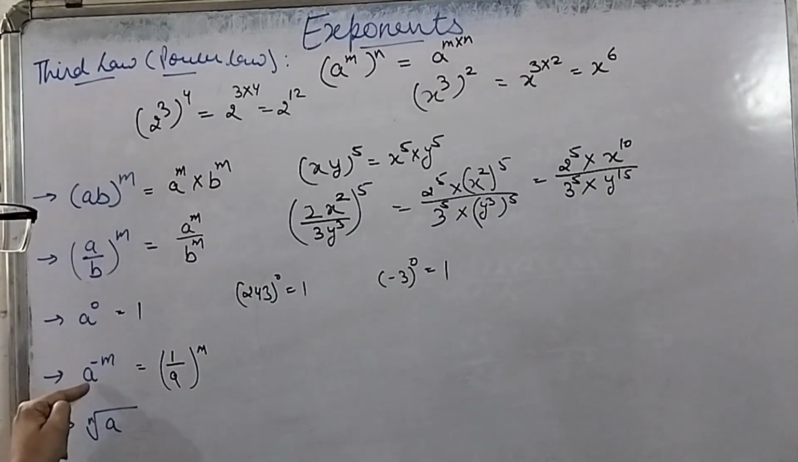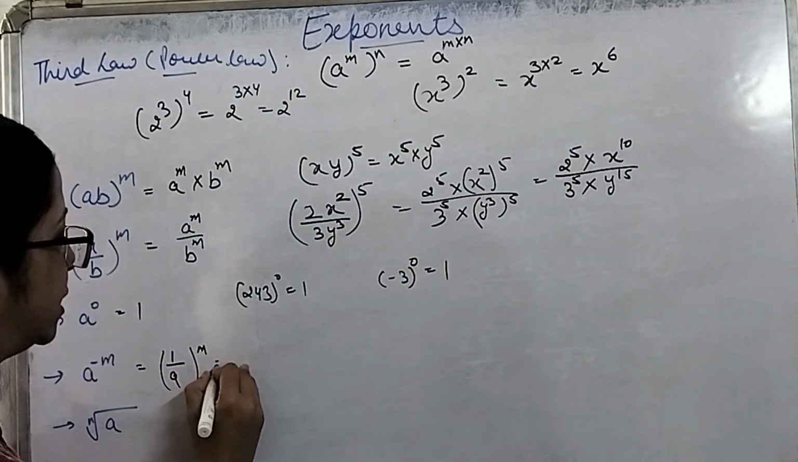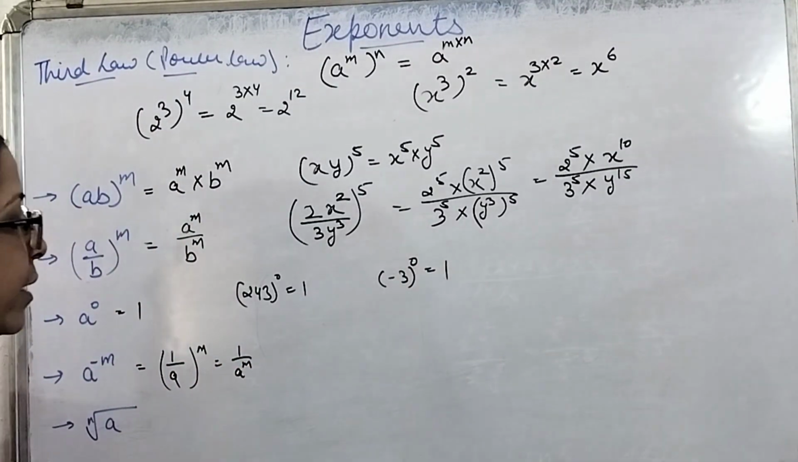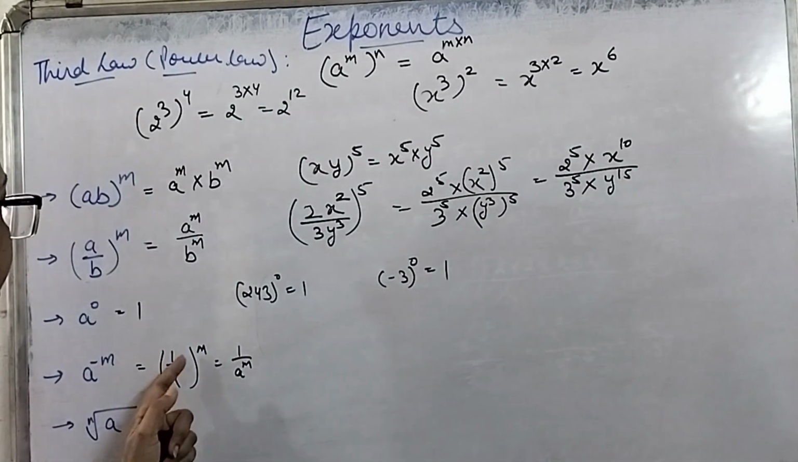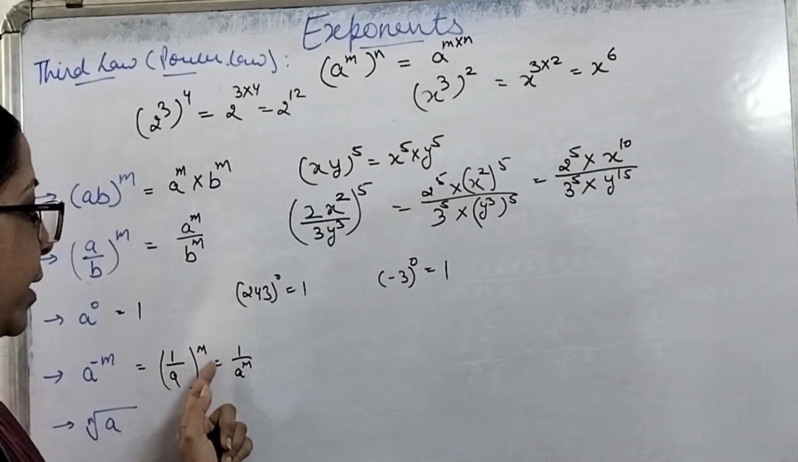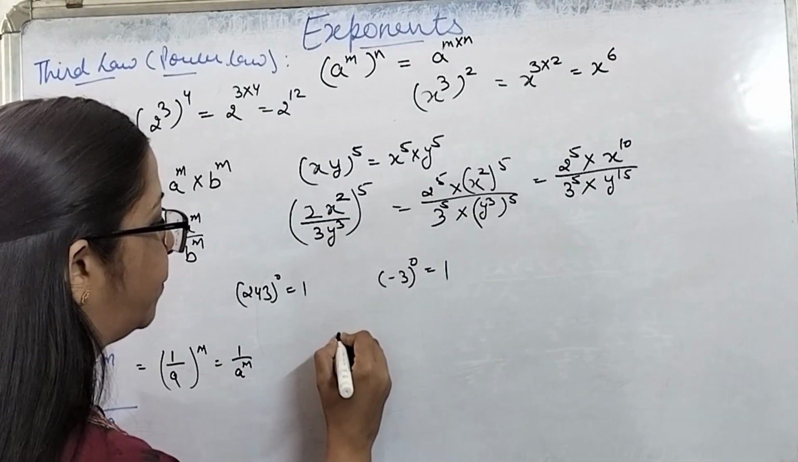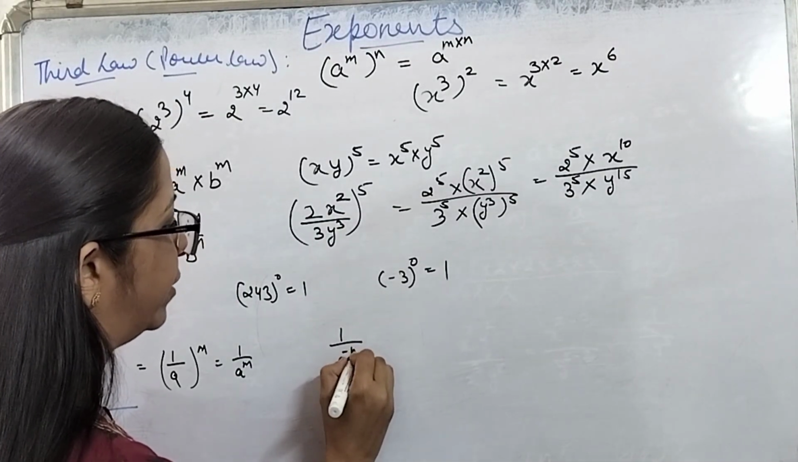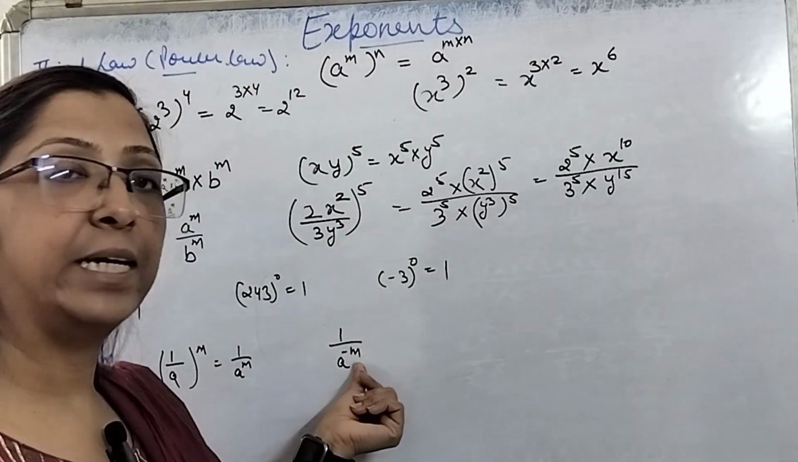Number will be reciprocated and the power will be positive in that case, or we can write it as 1 upon a raised to the power m also, because 1 raised to the power m means 1 only and a raised to the power m will be a raised to the power m. In the denominator we can write it as, and suppose your number is say 1 upon a raised to the power minus m. In the denominator we are having the base with the negative index.